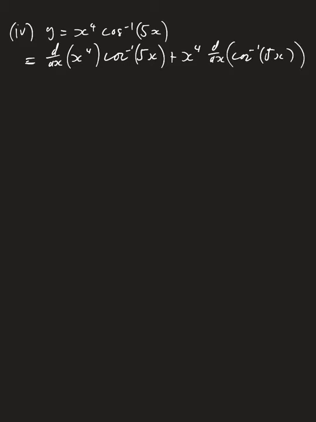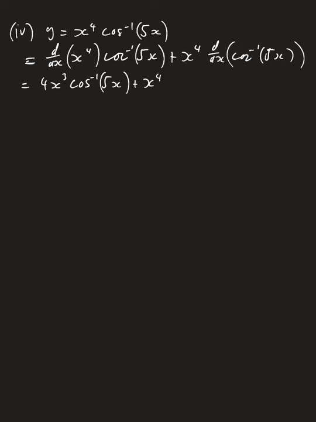Part 4. y is equal to x to the power of 4 times inverse cosine of 5x. So straight away, product rule. It's going to be the derivative of x to the power of 4 times inverse cosine of 5x, plus x to the power of 4 times the derivative with respect to x of the inverse cosine of 5x. So the derivative of x to the power of 4 is very easy. It's 4x cubed, and then I just have my inverse cosine of 5x, plus x to the power of 4, and now I have to do the derivative of inverse cosine of 5x.